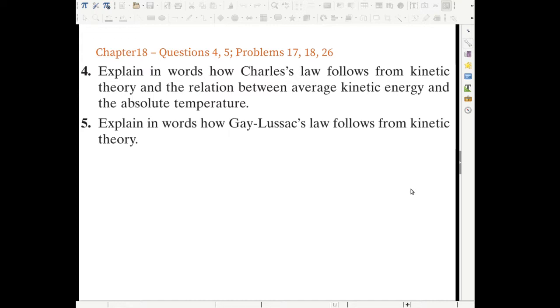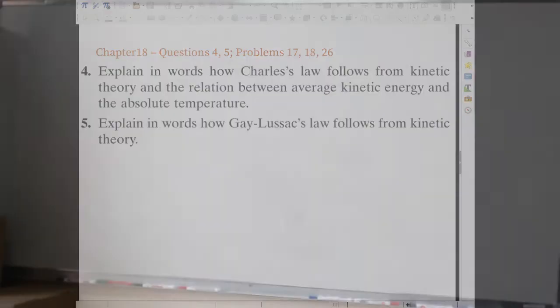In question 4 they are saying explain in words how Charles' law follows from kinetic theory and the relation between average kinetic energy and the absolute temperature. And in question 5 the same thing but for Gay-Lussac's law. Charles' law is that the volume is proportional to temperature for constant P, and Gay-Lussac's law is pressure is proportional to temperature for constant V, constant volume. So let's see if we can derive this from the kinetic theory.